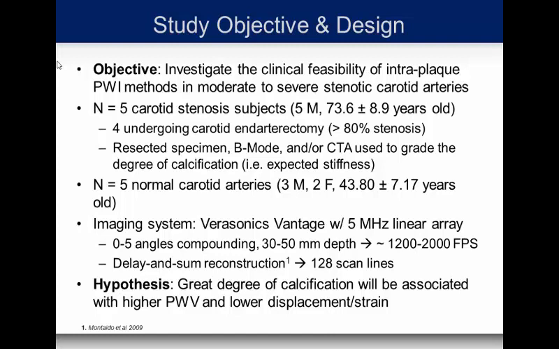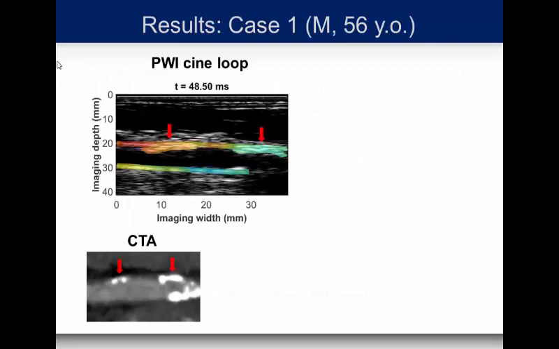Basically, our overall hypothesis is that plaques that exhibit a greater degree of calcification also exhibit a higher PWV and a lower strain and displacement, which are indicative of increased stiffness. So now let's look at some cases.